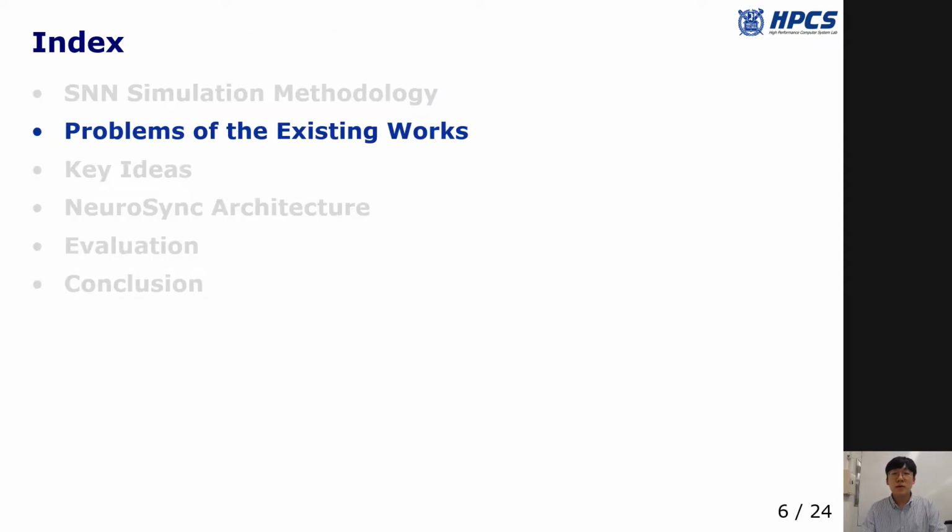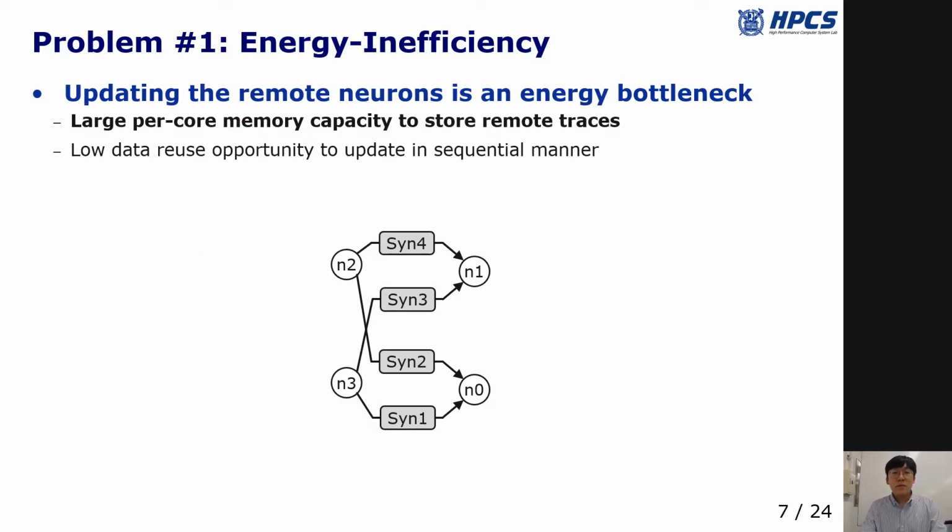Next, I'll explain the problems of the existing simulation method. First, the time-precise simulation method suffers from excessive energy overhead to update the remote traces. The reason is that the remote traces demand large per-core memory capacity compared to other components. So let's start with an example.